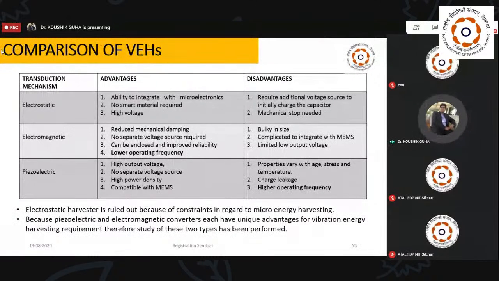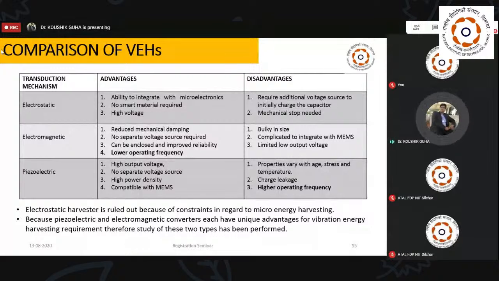So if we can see some comparative analysis between all types of vibration energy harvester that we talked about, like electrostatic, electromagnetic, and piezoelectric, then there are some advantages and disadvantages of every technology. If you talk about electrostatic, it has a good set of advantages, and also a good set of disadvantages. Then electromagnetic: the advantages are reduced mechanical damping, no separate voltage source required, and lower operating frequency. An electromagnetic vibration energy harvester can operate at a very low operating frequency.